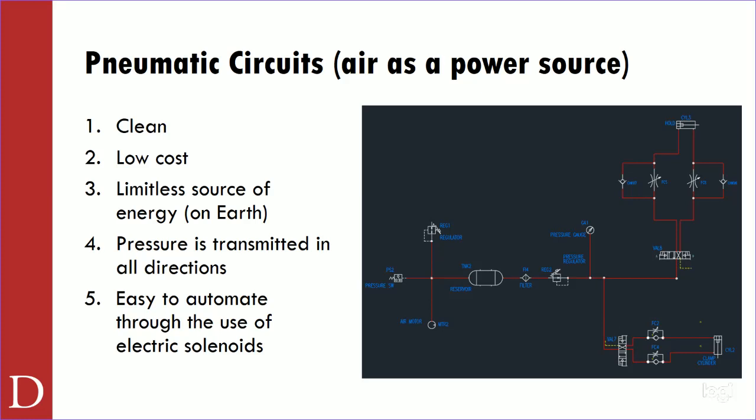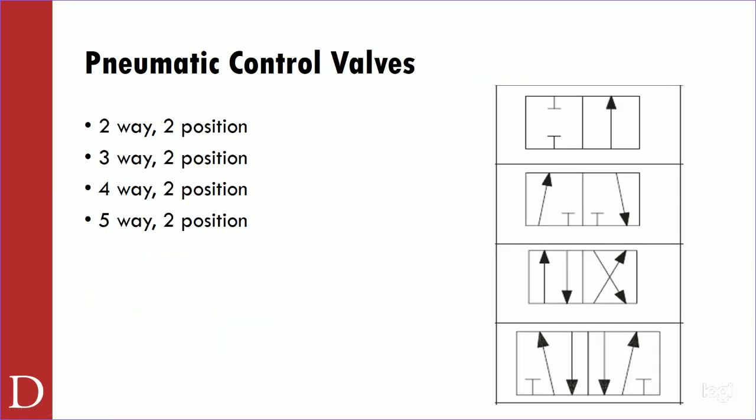So it's not a limitless source, right? But essentially there's more air than we could ever use. So we can compress it and we can distribute it. Pressure is transmitted in all directions, so it's routed wherever these pipes take it. And when it goes into a cylinder, it's routed wherever the cylinder or the solenoid is going to route it. So we can route it in one direction and extend, and route it in a different direction and retract. And it's very easy to automate using electric solenoids.